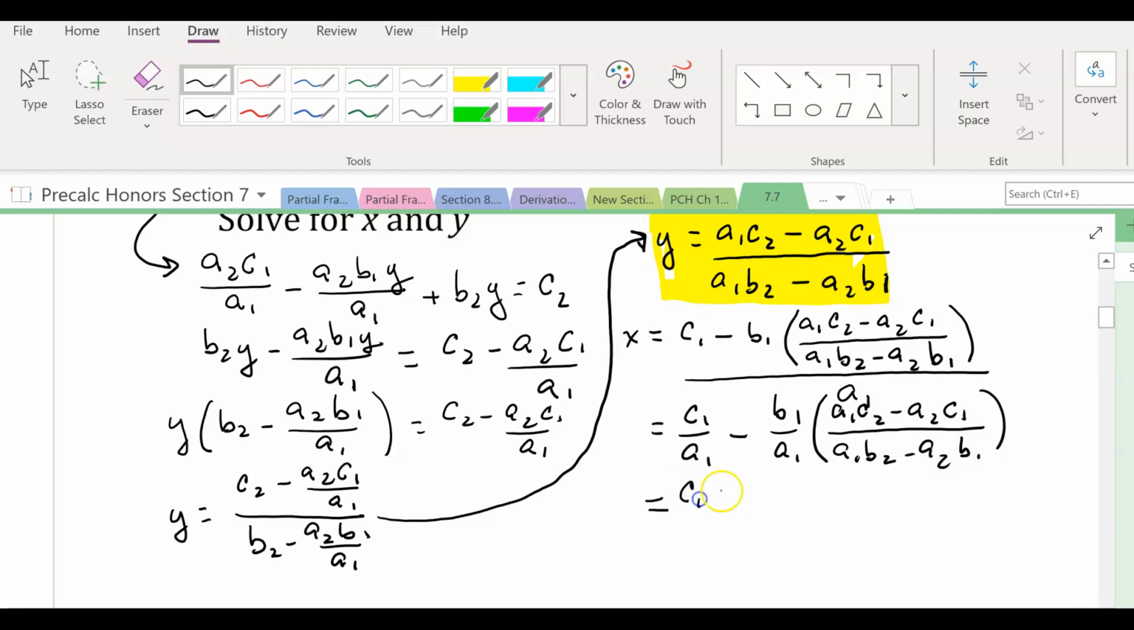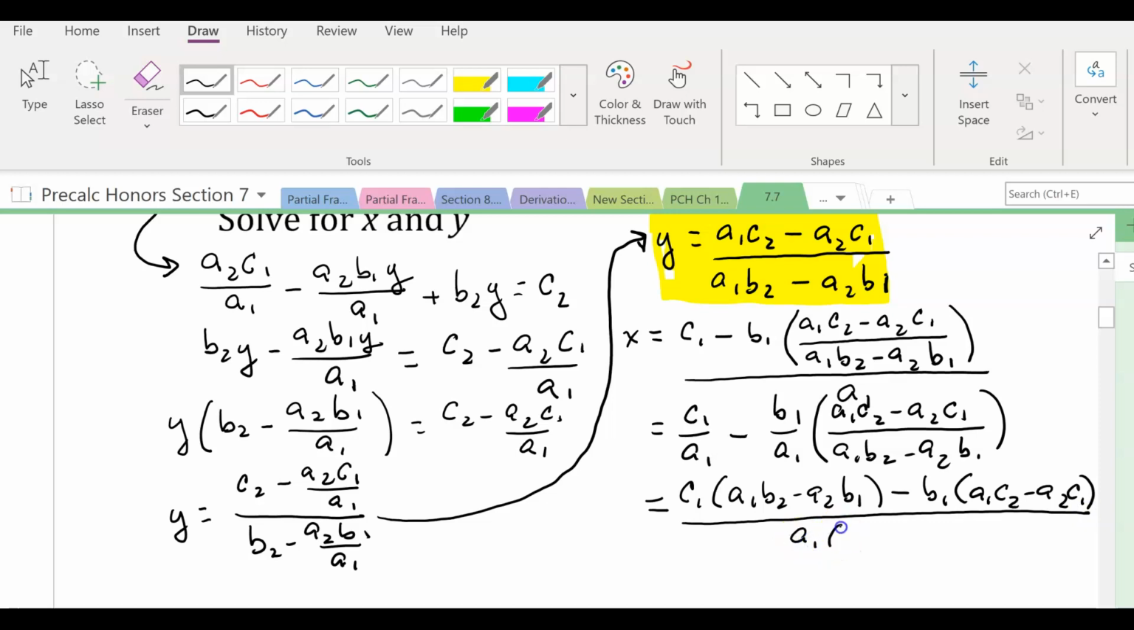Then I would end up with c1 times a1b2 minus a2b1, minus b1 times a1c2 minus a2c1, and then that's all going to be over my common denominator, a1 times a1b2 minus a2b1. Again, all I did was change this fraction so it had a common denominator by multiplying it by the piece that it was missing over that, and then did the subtraction. I did that all in one step.